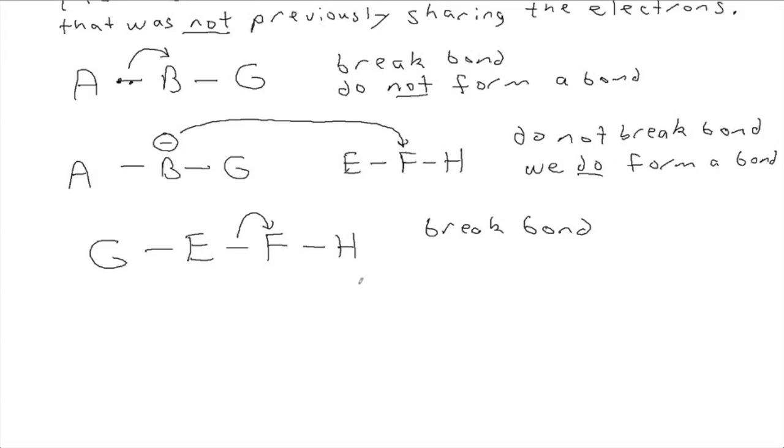The arrow should make that clear. Good. But we're not forming a bond here because F was previously sharing the electrons that are moving towards it. Good.